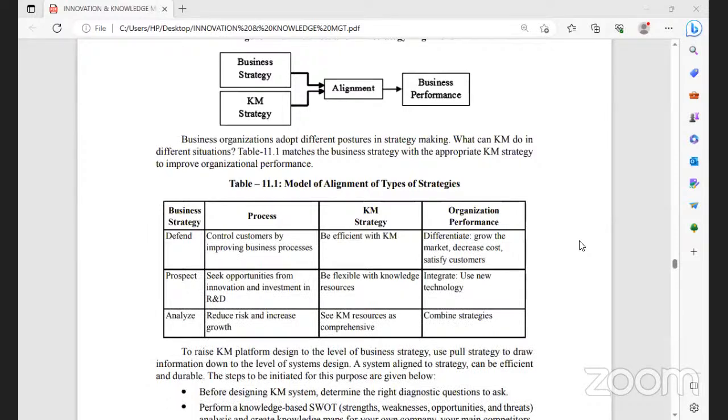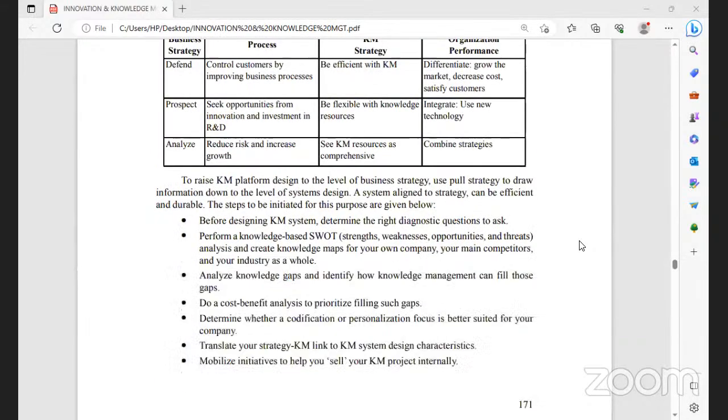Defend, prospect, and analyze. They are the three business strategies which consist of the model of alignment in the real-time scenario, and how the performance will be considered for defend, differentiate, and for prospect, integrate, and for analyze, combine the strategies. This is the strategy implemented relating to performance perspective in a real-time scenario.